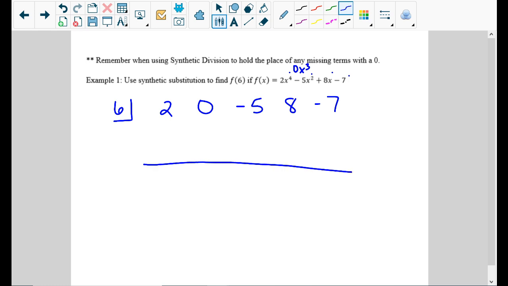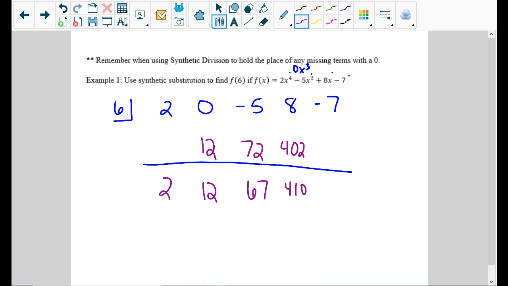Alright, so let's do our synthetic substitution now. Bring this 2 straight down, we multiply. 2 times 6, 12. Combine, 12. 12 times 6, 72. Combine, that gives me a 67. Multiply 67 times 6. Starting to get some big numbers here. 402. Combine those gives me 410.